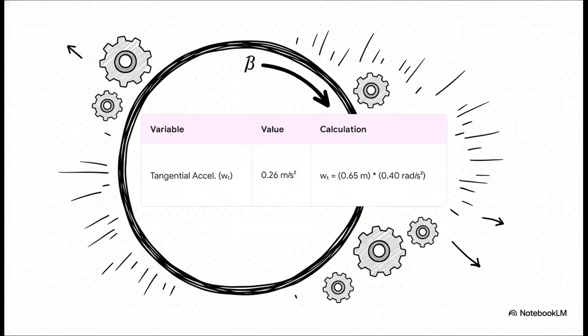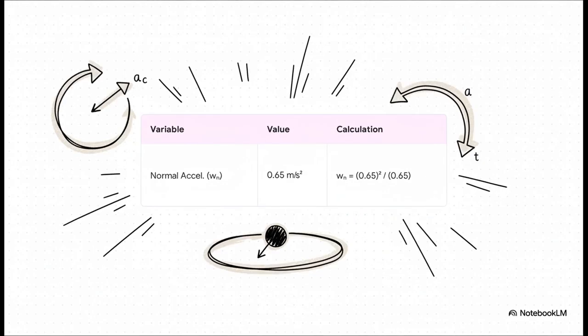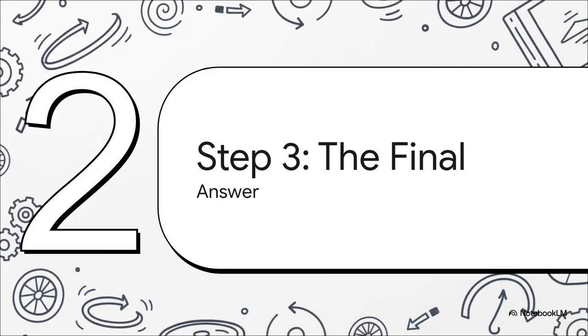That's one component down. All right, next up is the normal acceleration. The formula for that is v squared divided by r. We were given v, and we just found r. Let's plug them in, and that gives us a normal acceleration of 0.65 meters per second squared. Component number 2, done. Okay, people, this is it. We've done all the heavy lifting, we found the tangential part, we found the normal part.